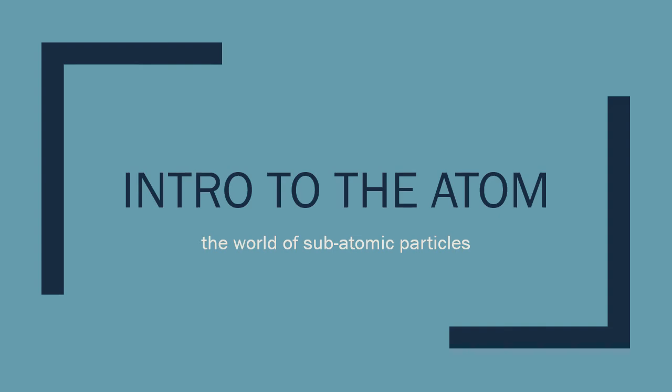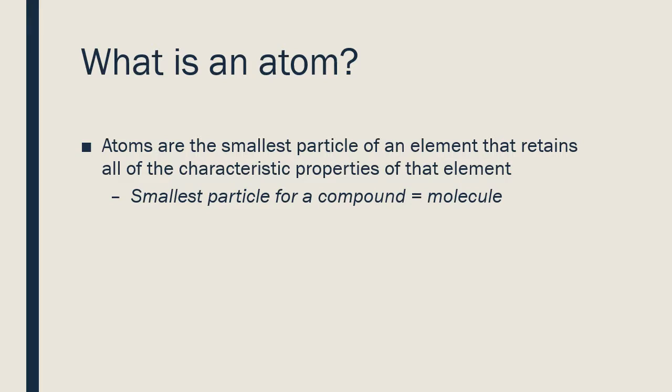Today we're going to learn about subatomic particles. What is an atom? Atoms are the smallest part of matter that has all of the characteristic properties of matter. In particular, atoms correspond to elements. The smallest particle for a compound would be a molecule. Same idea of it being the smallest particle, however, molecules are a collection of atoms that are bound together.